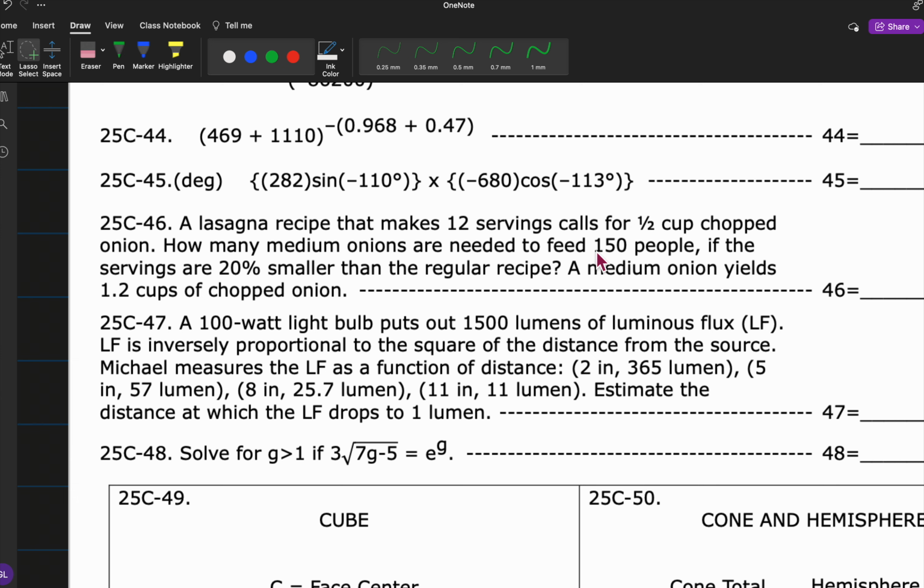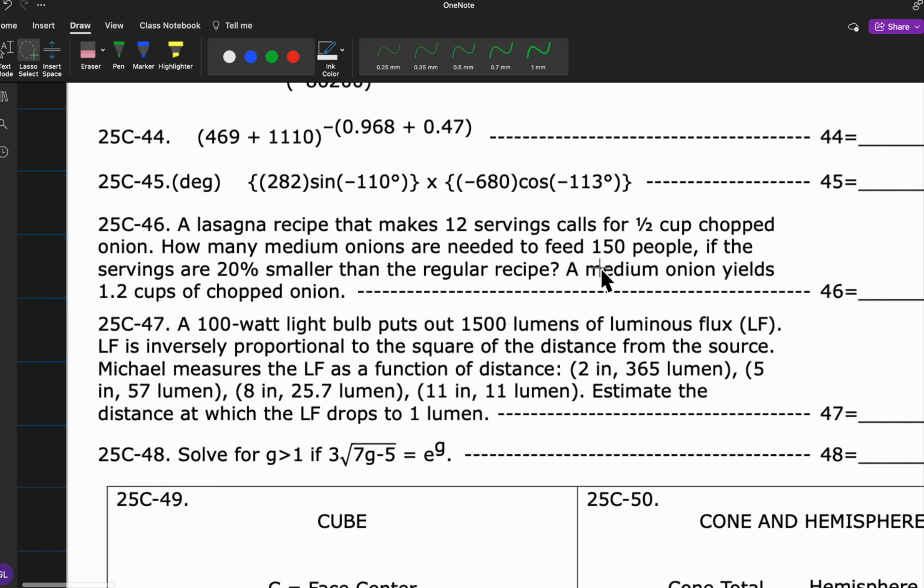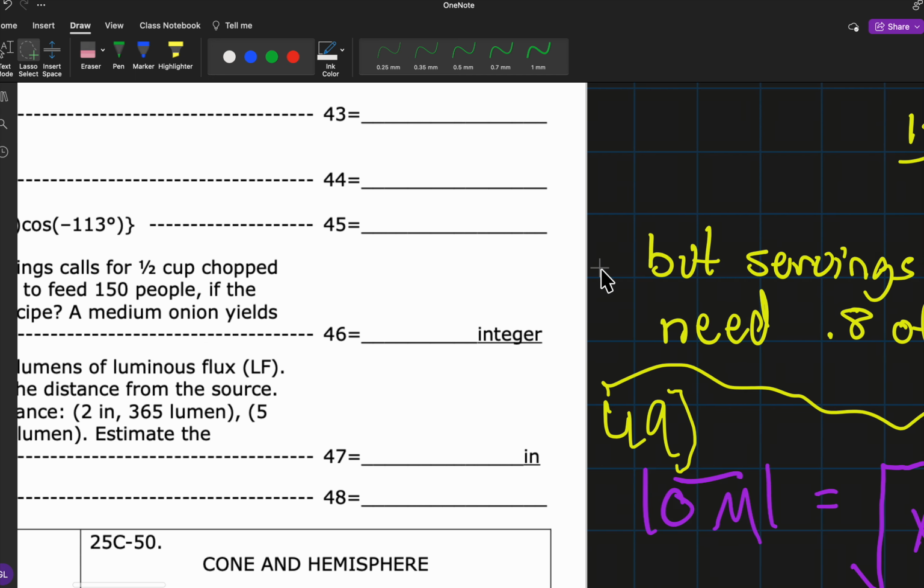So the idea here is that we're going to be building up a solution by feeding 150 people, but first we will need to find out how much chopped onion we're going to need. After we find out how much chopped onion we're going to need, then we're going to convert that into the amount of medium onions. So let's go ahead and try to build some equations for this.